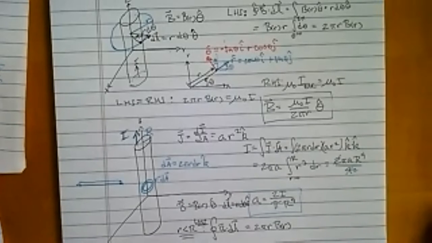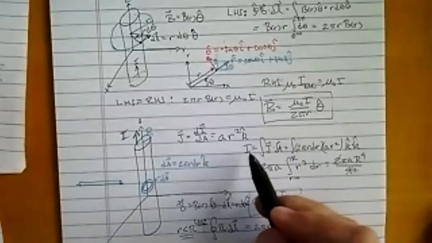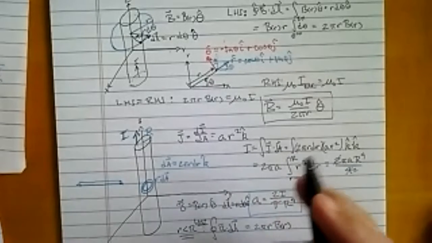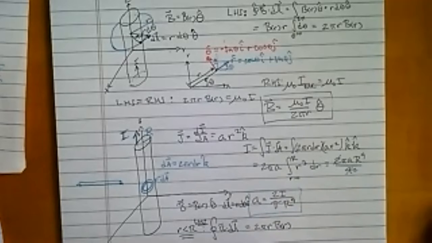The right-hand side, again, we're dealing with R less than big R. The right-hand side is a little more complicated. It's mu 0 times I enclosed. I has the formula I equals the integral of j dot dA. So I'm going to say mu 0 times the integral of j, which is a r squared k hat, dotted with 2 pi r dr, and that also is in the k hat direction.